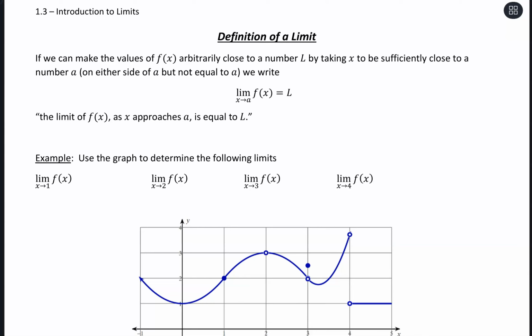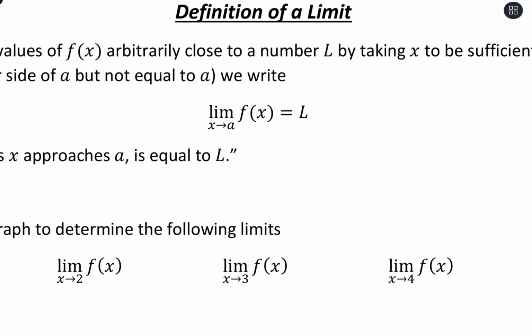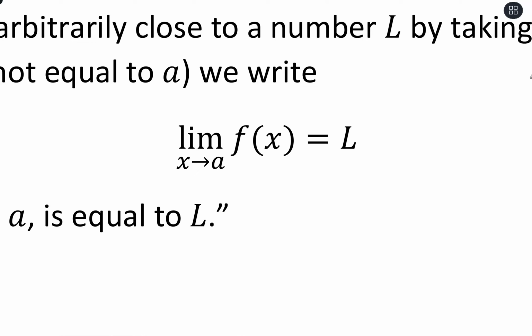If we can make the values of f of x arbitrarily close to a number L by taking x to be sufficiently close to a number A, so we're getting closer and closer, but not equal to, we write it in this format here. So our notation, this is for limit. We have the limit of f of x as x approaches A is equal to L.